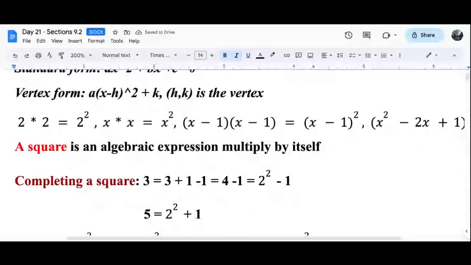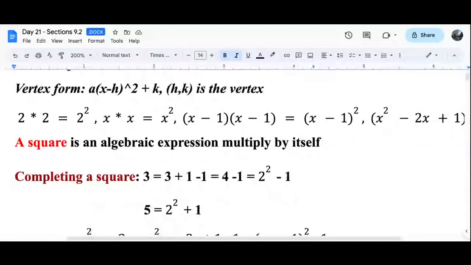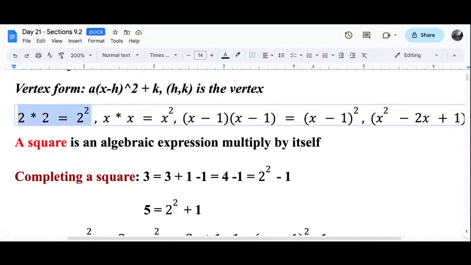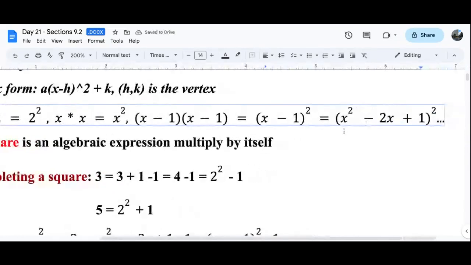So if anyone has any questions, feel free to stop me anytime. Let's just review some basics, right? 2 times 2 equals 2 squared. So 2 times 2 we write as shorthand, 2 raised to the power 2. X times x, that's x squared. X minus 1 times x minus 1, that's x minus 1 squared. X minus 1 squared is just x squared minus 2x plus 1.